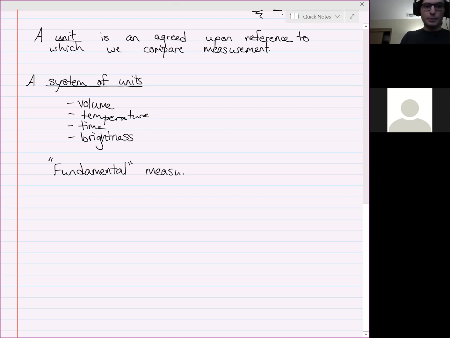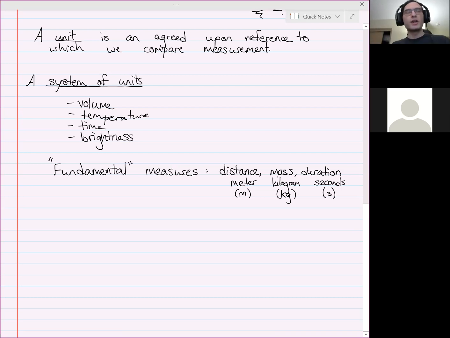These are distance, mass, and duration. And so in the SI unit system, which is the one that we're going to be using almost exclusively, distance is in meters, which is abbreviated M. Mass is in kilograms, which is abbreviated kg, and duration is in seconds, which is abbreviated s. There are a few others. We're not going to run into them, not in this course anyway.